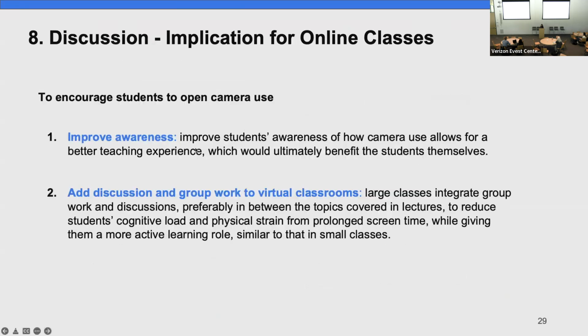And the discussion part. In the discussion, we propose some suggestions for online class design in the future to encourage students to open cameras. First thing, we think that it's important to improve students' awareness. Because as we all know, instructors know that opening cameras would be beneficial for their teaching, but students didn't know this. So we think that it's important for students to know that opening their cameras is good for both teaching and their learning.